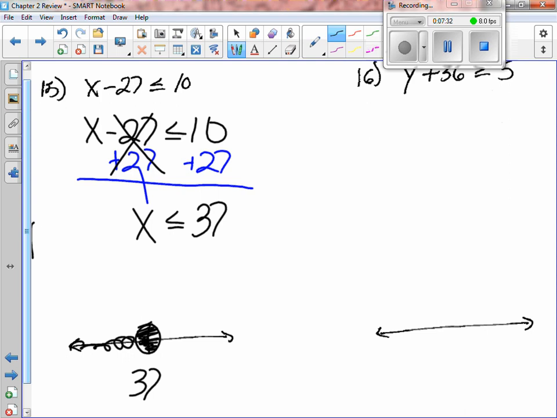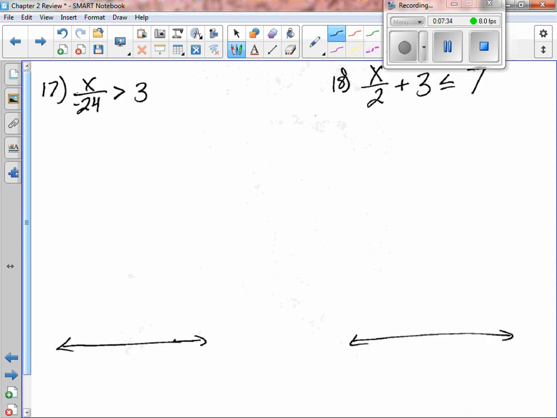Okay, if there's no questions on these two, let's look at the next ones. Any questions on 17 or 18, how to solve either one of these here? Any questions on 17 or 18? I'm going to look at 18 because this has two steps.